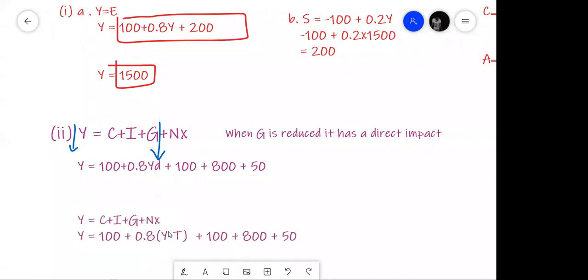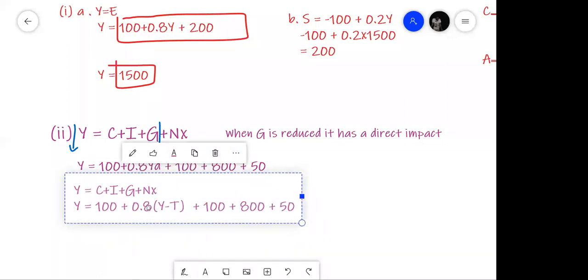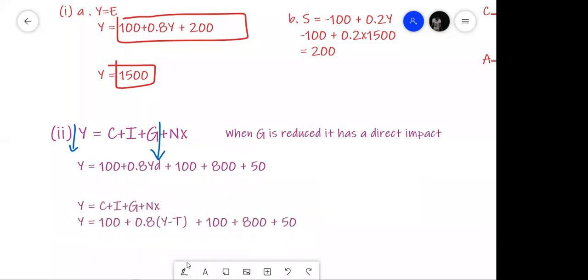Okay, now when you reduce taxes, guys, listen very carefully. I'm not going to recap this, not going to touch this again. I think I explained this before also. When you reduce taxes by 500, how much does consumption increase by?